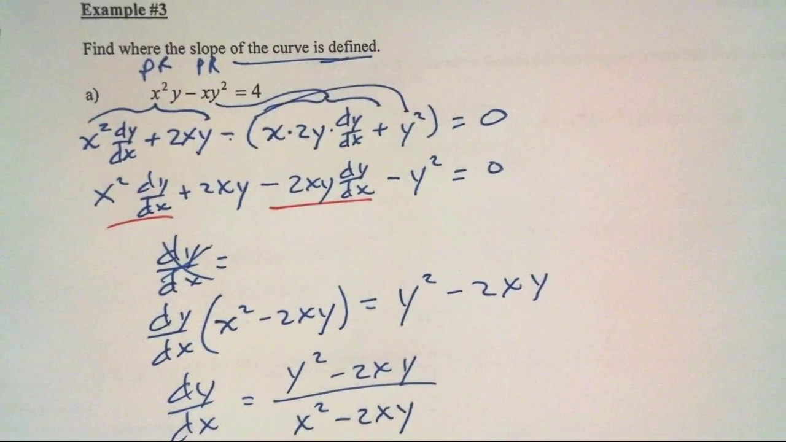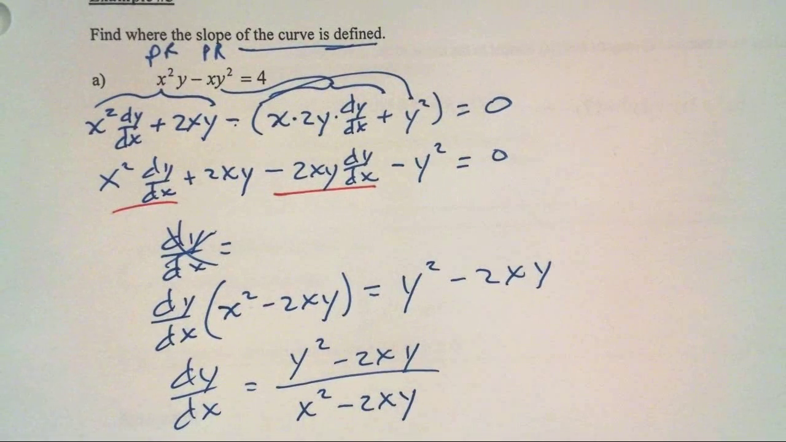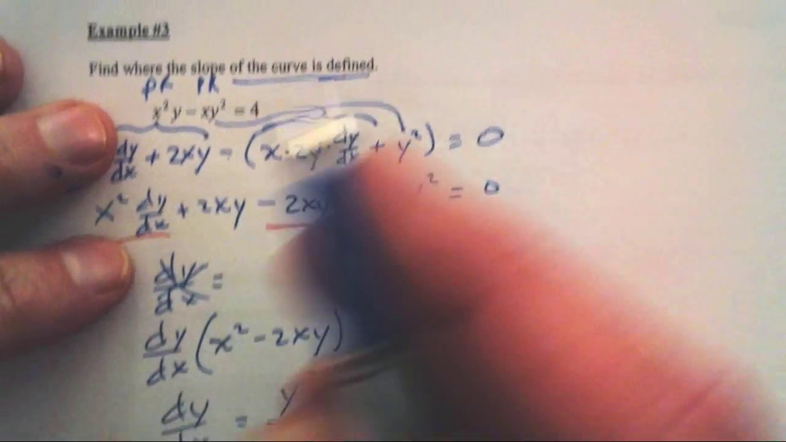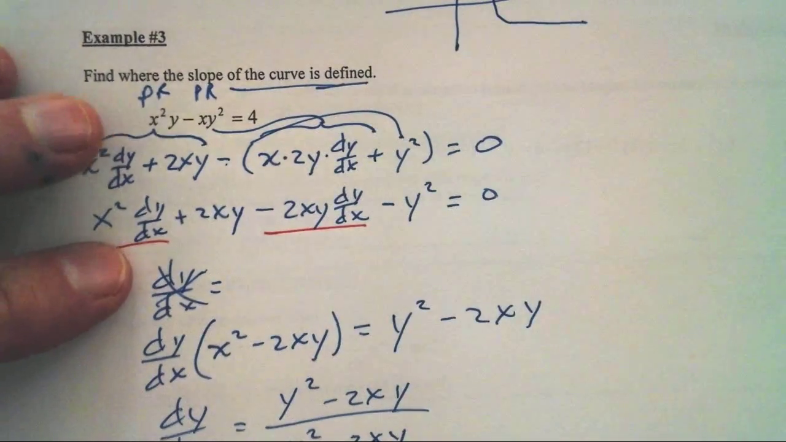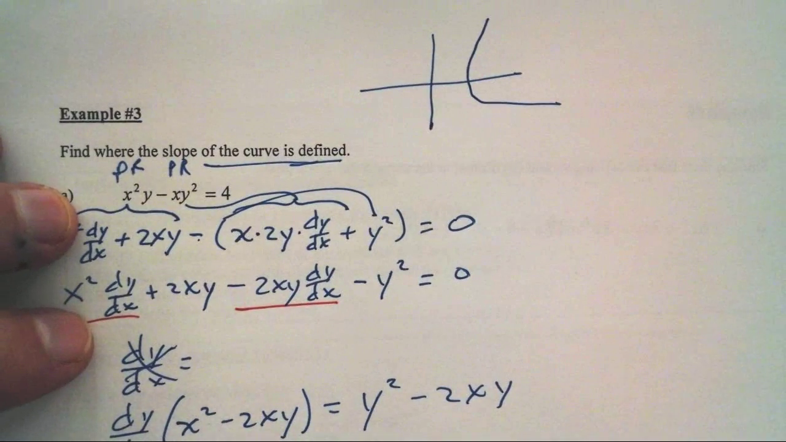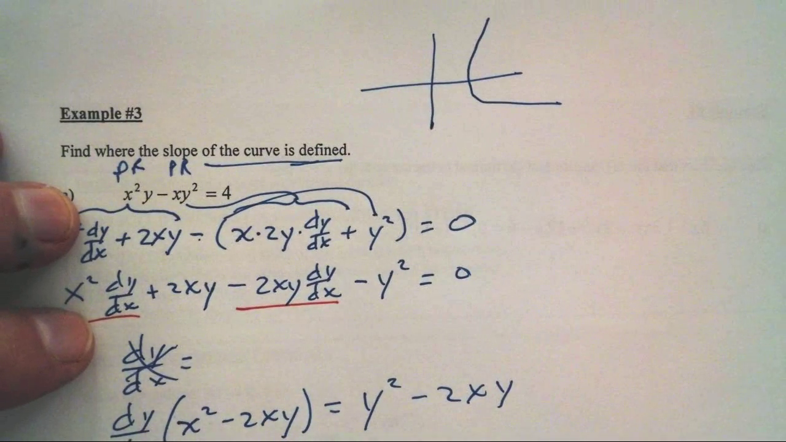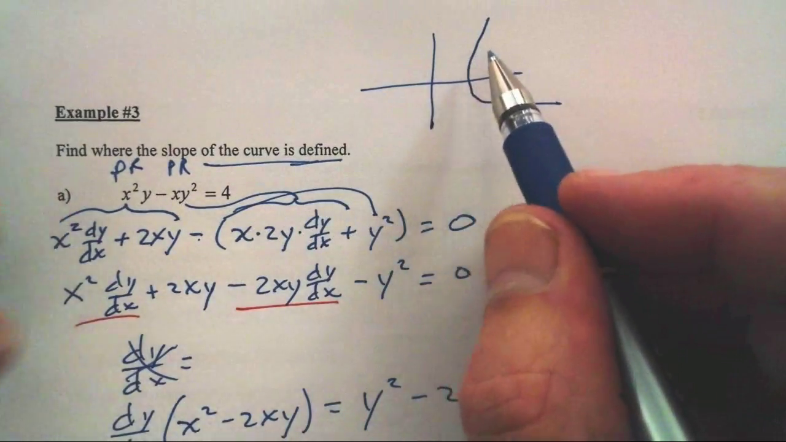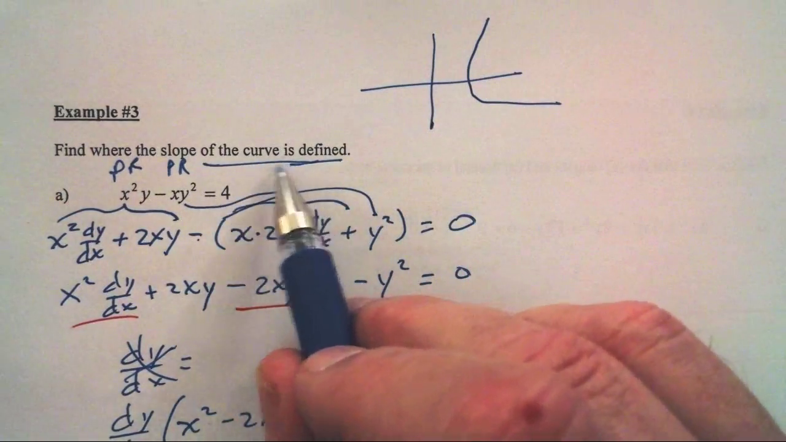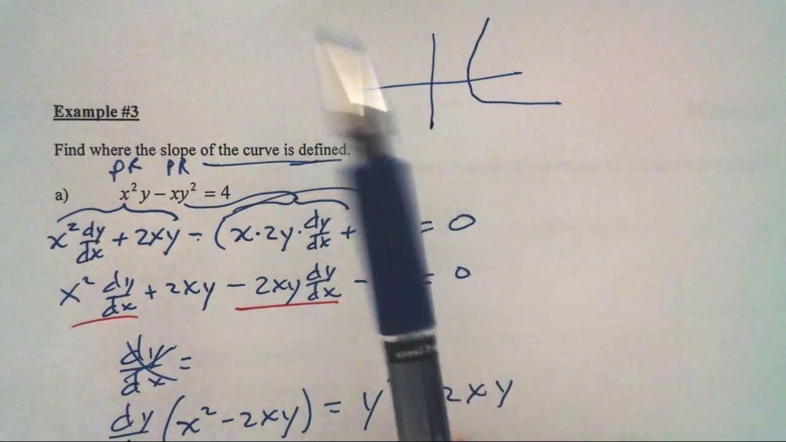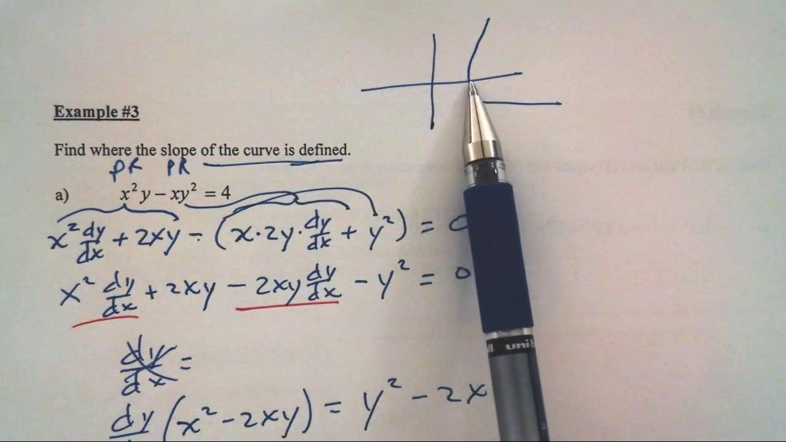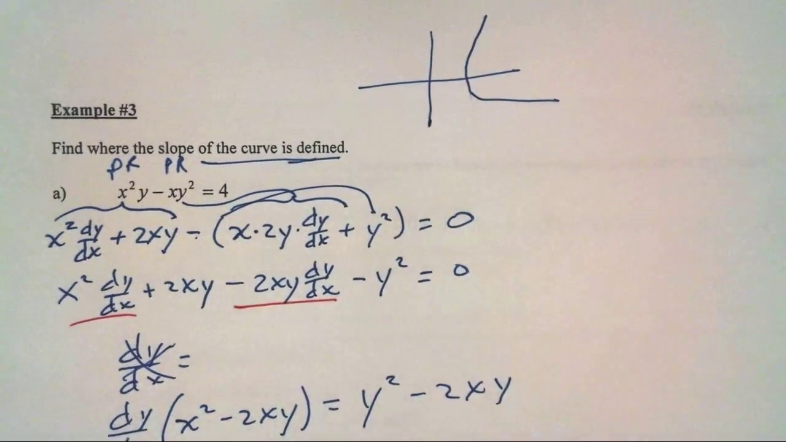And now the question says, find where the slope of the curve is defined. Now, understand, I'm not saying this is what the curve is, but this curve could exist and look something like that. I'd have to play around with it. Maybe that curve looks like this. We're finding where the slope of the curve is defined, so it wouldn't be defined at all until we got to the curve. So we have to make sure to word this carefully when we're done.